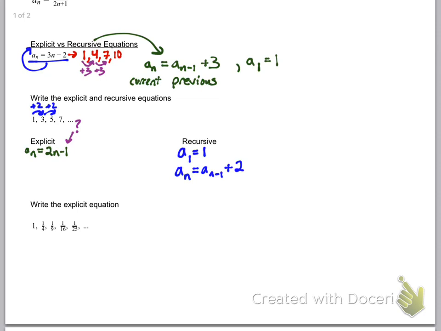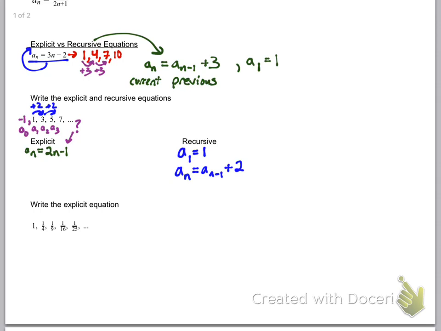So if we want to find a sub 0, when n is 0, we need to go back one. And you notice if we walk backwards in the pattern, the next term before 5, 3, 1, the next term before that is going to be -1. So a sub 0 is technically -1, just like a sub 1 is 1, a sub 2 is 3, and a sub 3 is 5. So that's where I got that from.